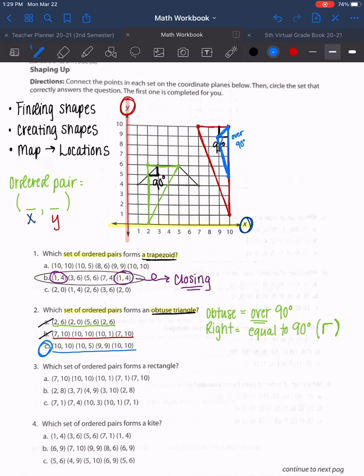Now we're going to go ahead and look at number 3. I'm going to erase what is currently on the coordinate plane, so get your last good looks before I erase it, and we move on to the next question.